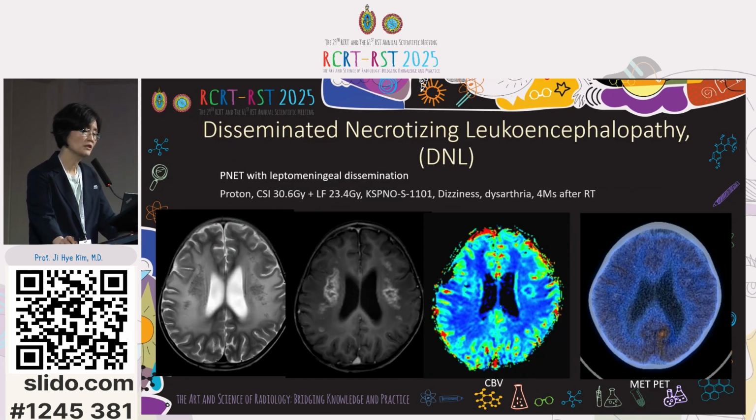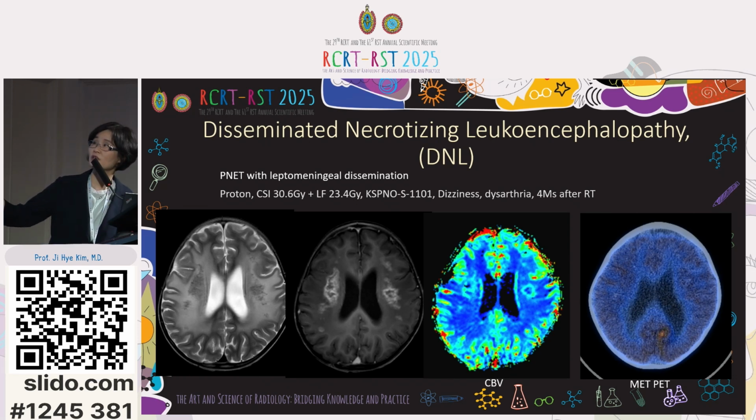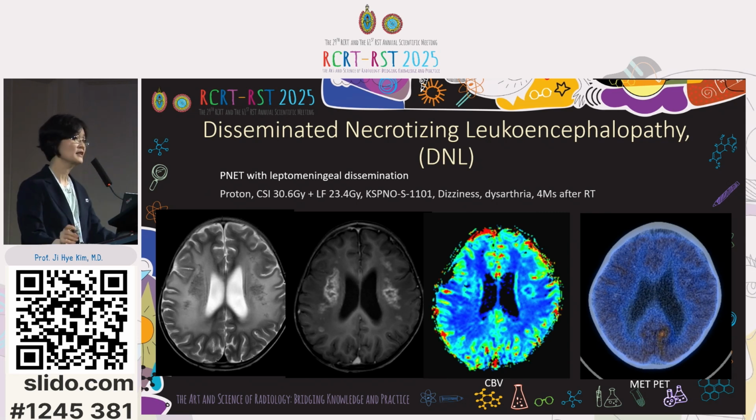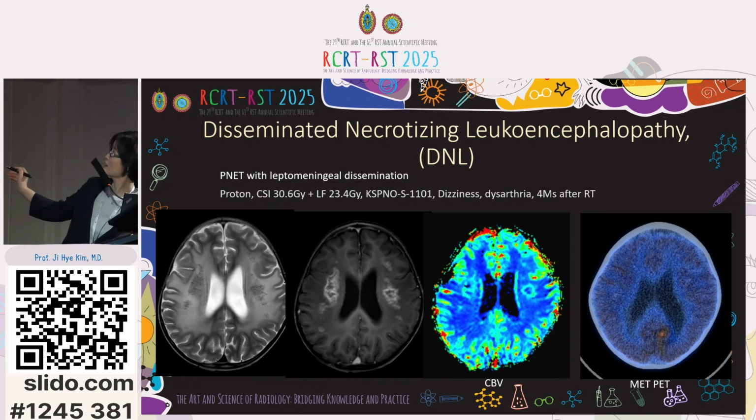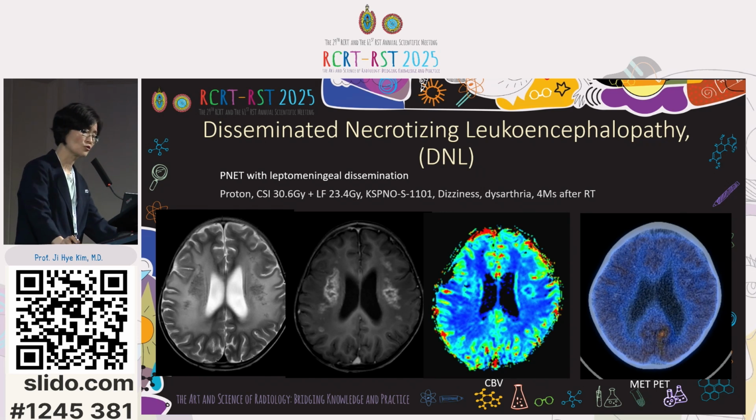In a patient with PNET with leptomeningeal dissemination, we can see an extensive T2 hyperintense white matter lesion here, even involving the U fibers, and there are multiple T2 hyperintense lesions with some enhancement. The perfusion is decreased except for the enhancing area, and there is no significant methionine uptake. This tiny uptake is a residual seeding tumor. So these findings are typical for disseminated necrotizing leukoencephalopathy, called DNL.